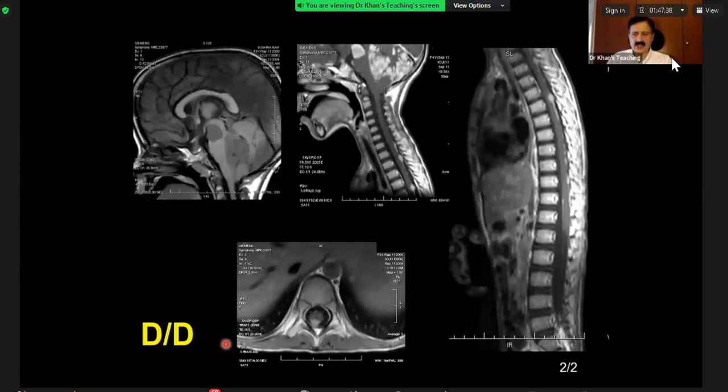And the answer is that I will ask for the whole of the neural axis, and you can see these drop metastases in the spine also. If you see here, this was that lesion in the midbrain, which is this one, it also enhances. So this is a medulloblastoma.